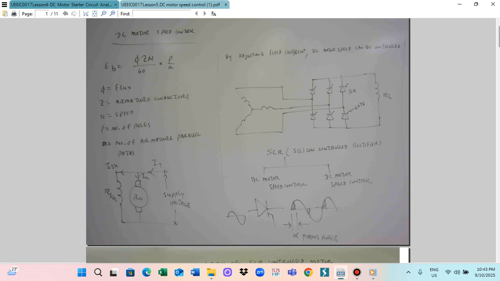In this case, you can draw the equivalent diagram here. This is for the armature, with armature resistance Ra. We get the supply voltage, and some current flows through the field. So Isa here, the Ia here. By adjusting the field excitation current, you can adjust the flux, and then according to this equation, we can adjust the speed. So this is the way that we control the DC motor speed, by adjusting the field excitation current.